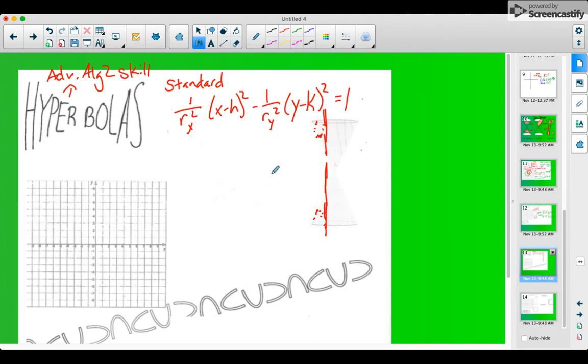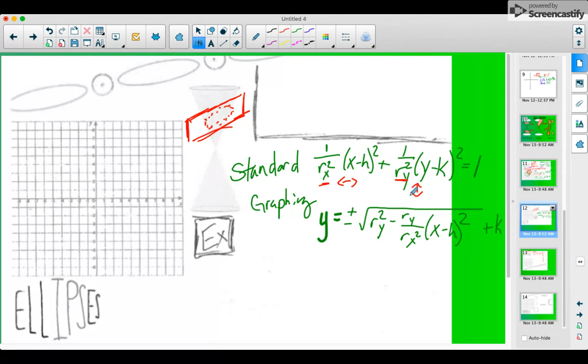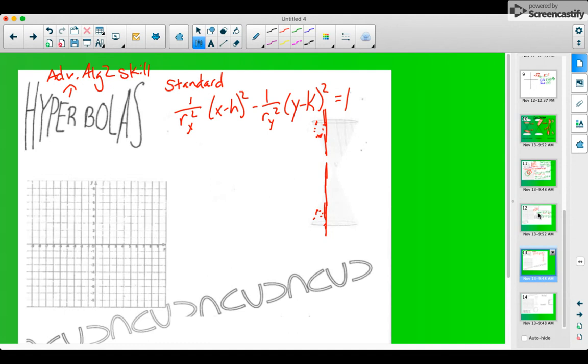Now you may be thinking, wait, that looks exactly like the ellipse equation. There's no difference between this and the ellipse equation. But if you take a moment and you go back, maybe you see it. What's the difference? Hopefully what you're noticing is that this one has a minus sign in the middle.